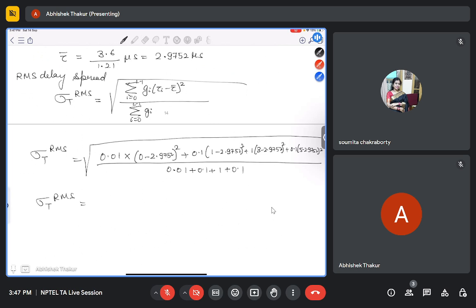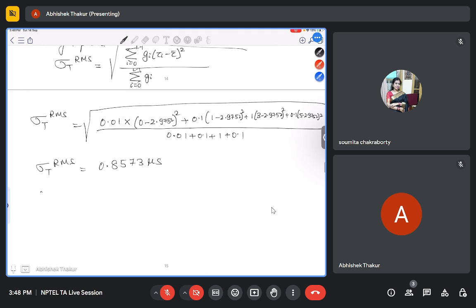So when we simplify this, the answer we will get is 0.8573 microsecond. So the RMS delay spread is 0.8573 microsecond. Now, what was our tau bar? Tau bar was 2.9752 microsecond.